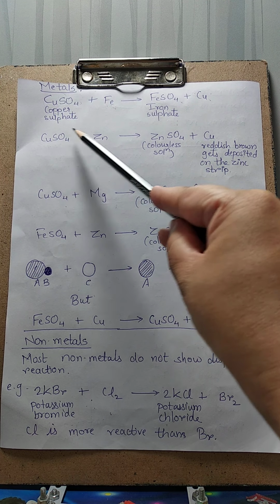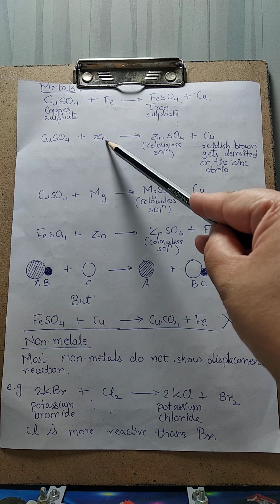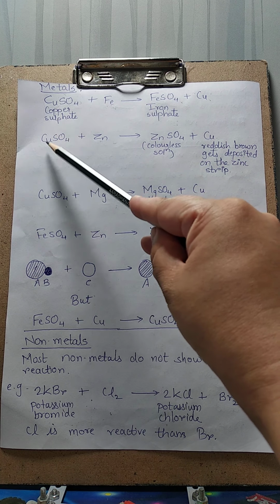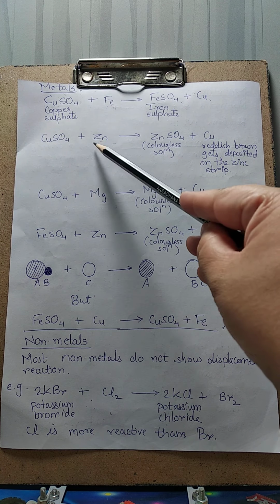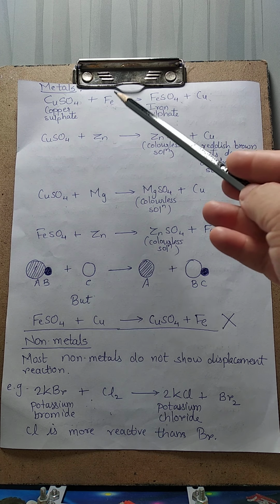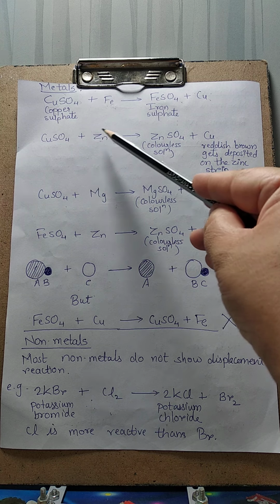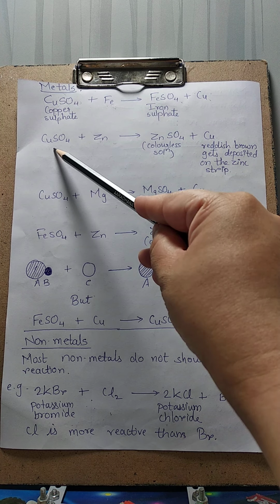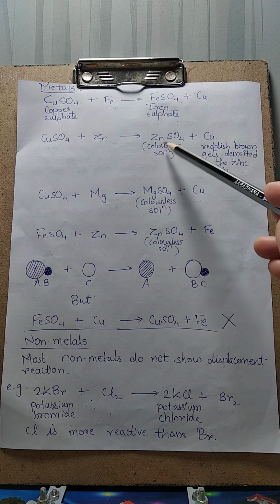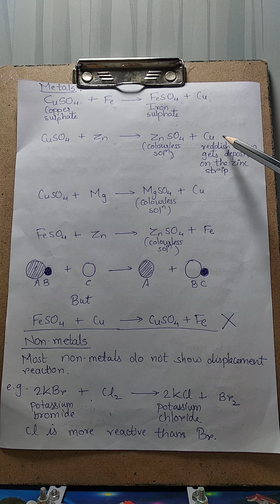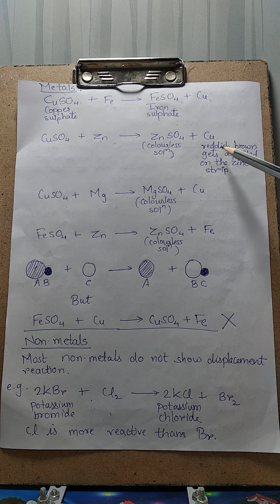Similarly, copper sulfate plus zinc, then again zinc is more reactive, copper is less reactive. It means zinc is above in the reactivity series, and copper is placed below in the reactivity series. That is why zinc can replace copper and it forms zinc sulfate, which is a colorless solution, plus copper, which is reddish brown, gets deposited on the zinc strip.